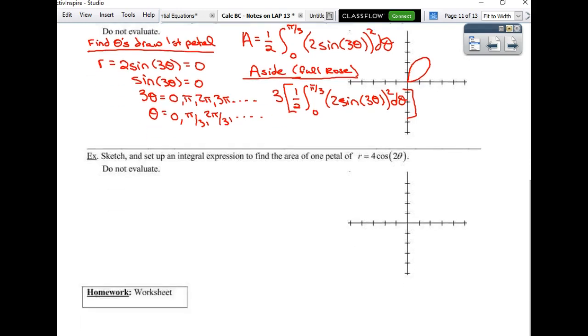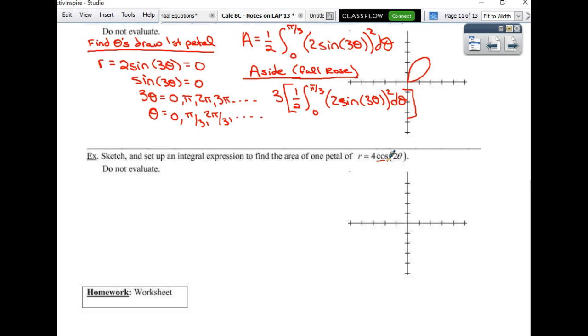Speaking of which, let's deal with the third one. So, let's talk about this. We want to sketch and set up an integral expression to find the area of one petal of r equal to 4 cosine of 2 theta. Cool. Do not evaluate. Yes, I love the do not evaluates. What do we do? We know that the first petal is on the x-axis, and why do we know that? Because it's the cosine, we know that we're going to be centered on the x-axis.